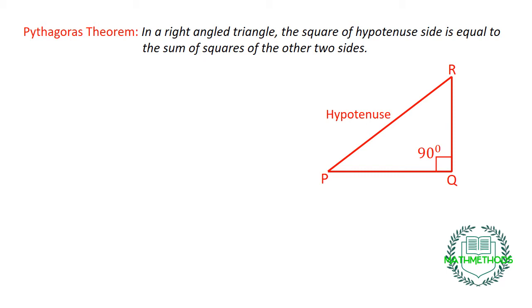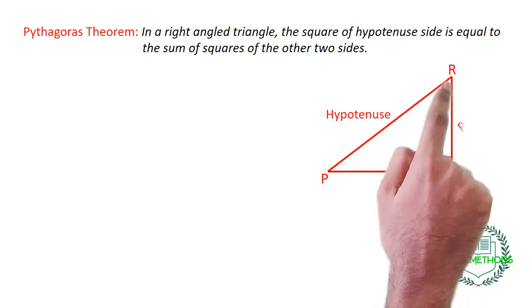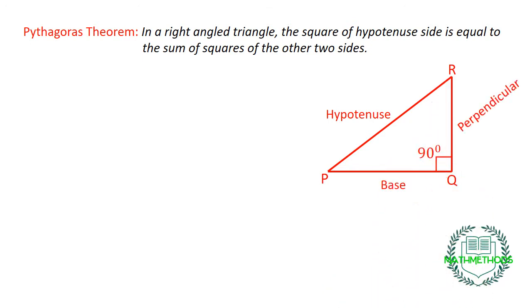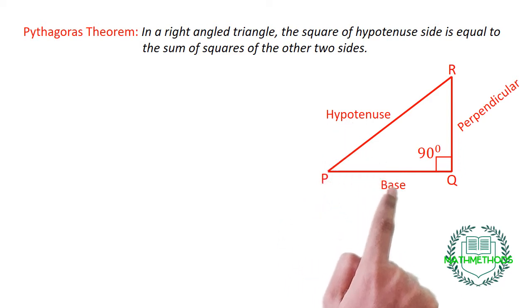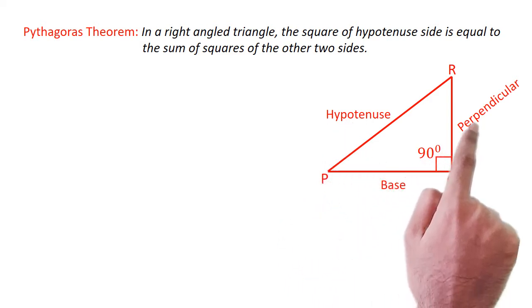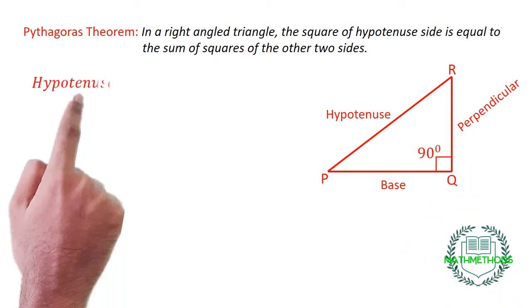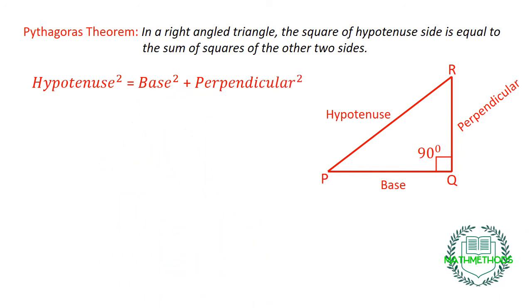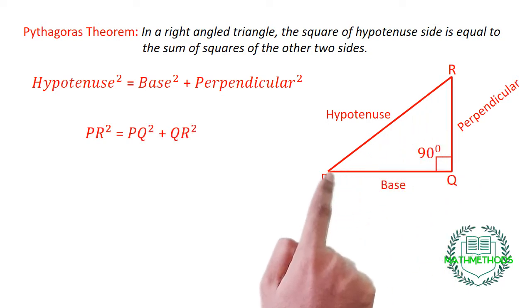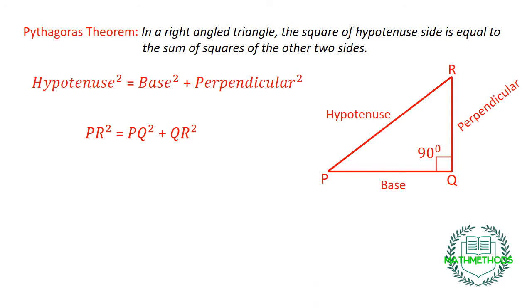About the other two sides, we can call side PQ the base and side QR the perpendicular. Now as per the Pythagoras theorem, the square of the hypotenuse is equal to the square of the base plus the square of the perpendicular. Hypotenuse squared equals base squared plus perpendicular squared. We can also write it as PR squared equals PQ squared plus QR squared.